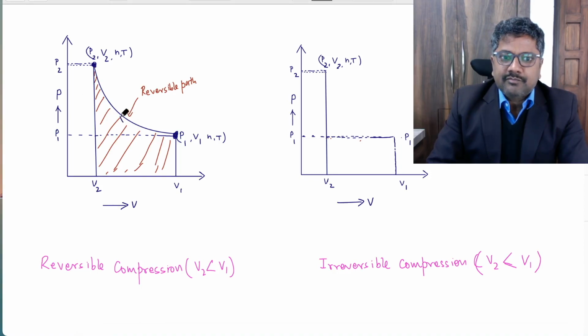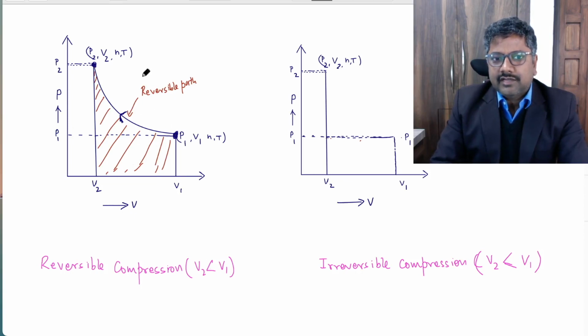So the path of the process is the same reversible path. This is the initial state, this is the final state. Since the volume of the final state is less than the initial state, this is a compression curve, right? So this is the reversible compression.